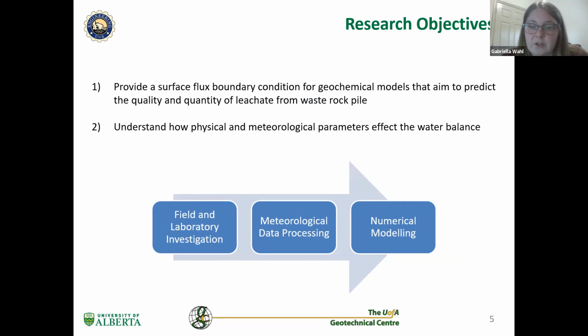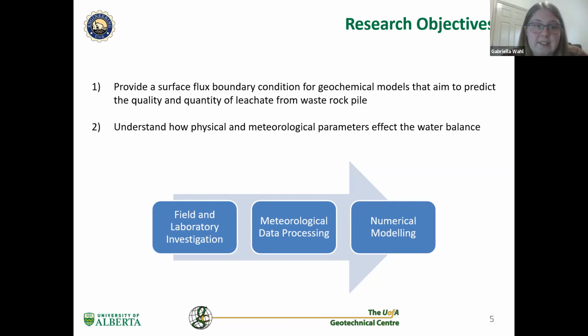This is a key feature of the model because it will determine how much meteoric water comes into contact with the acid generating material over time. So that was the first objective listed here. But my second objective is to understand how different design parameters, or physical and meteorological parameters, affect the water balance and my final net percolation value over time.